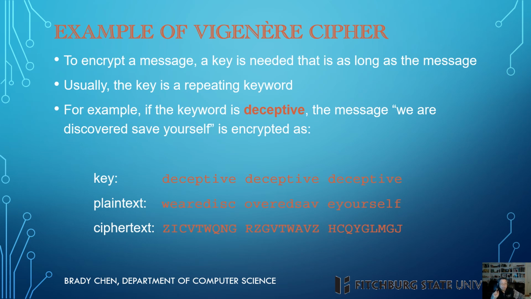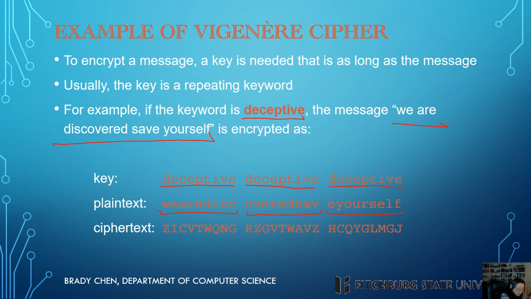So here is an example. Let's say we have a keyword called deceptive. The message we try to encrypt is: we are discovered, save yourself. The message is short, but at least it's longer than the keyword, right? So we need to repeat the keyword deceptive. We organize the plain text into blocks of the size of the key. So the key is deceptive, deceptive, deceptive.